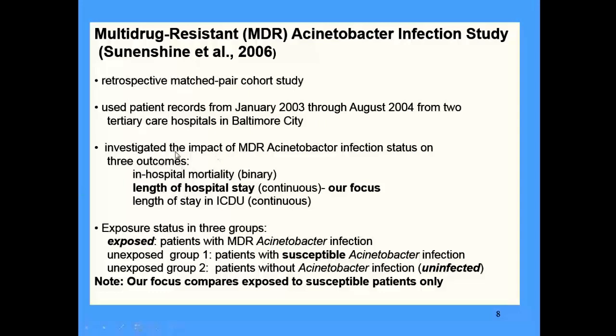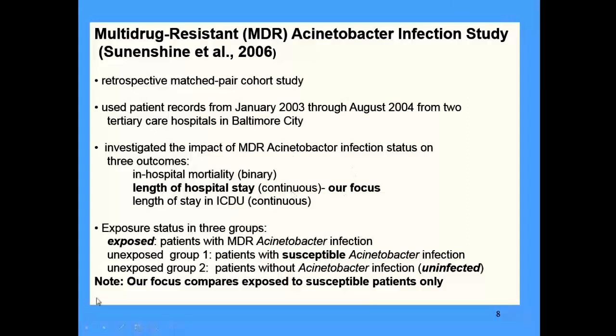Anyhow, this study investigated the impact of multi-drug resistant Acinetobacter infection status on 3 outcomes. In-hospital mortality was one outcome: whether the person died or not. Binary. Well, that's not polytomous or ordinal logistic. No, it was length of hospital stay. That's the focus I'm going to talk about. Length of hospital stay is a continuous variable. You measure how long they were in there. Length of stay in an ICU is another variable like that, but the one I'm going to focus on is length of hospital stay.